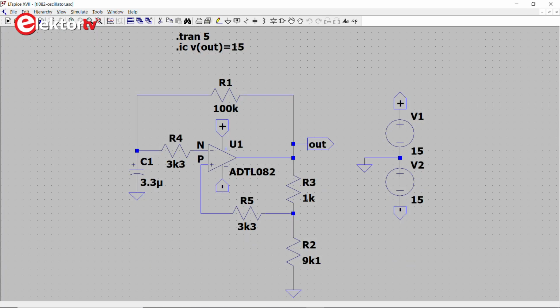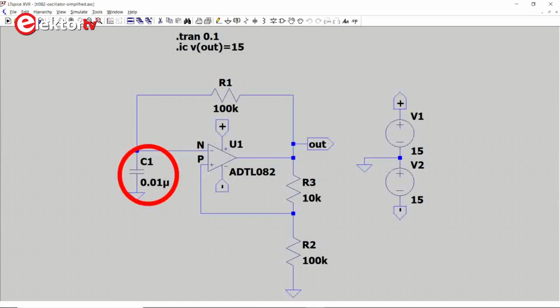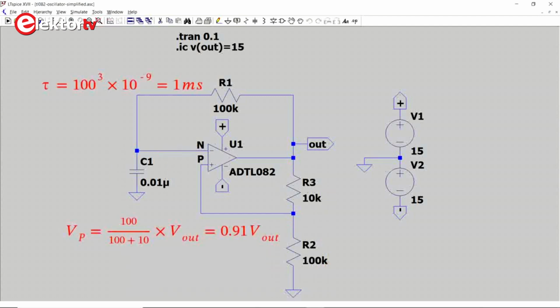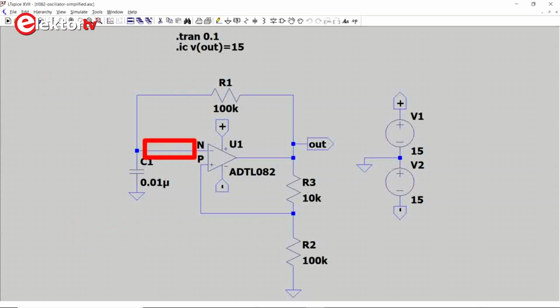Because the goal is to build the circuit on a breadboard with parts that I have readily available, I changed the circuit a bit. Also, I set the frequency much higher to about 180 Hz, so it's easier to visualize on an oscilloscope. C1 is now 10 nanofarads, R3 is 10 kiloohms, and R2 is 100 kiloohms. Such values are also easier to use in calculations. I left out the balancing resistors R4 and R5.